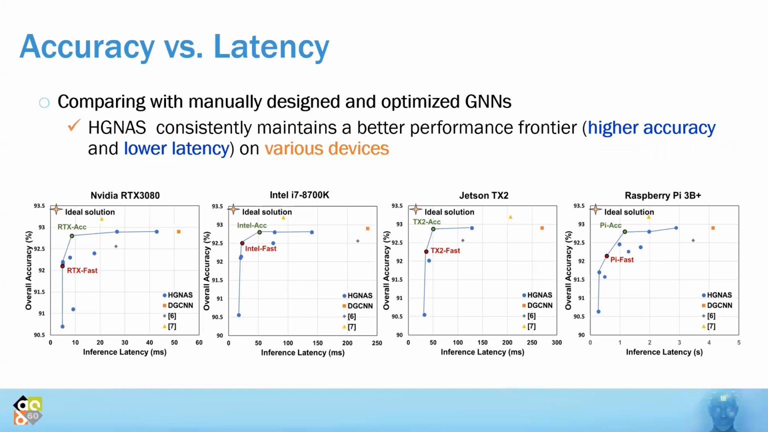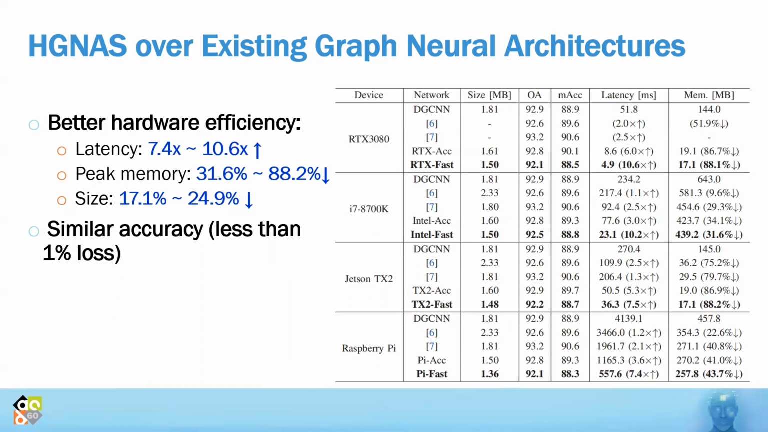As shown in the figure, compared with manually designed and optimized GNNs, HGNAS consistently maintains a better performance frontier, higher accuracy, and lower latency on various devices. Compared to all baselines, HGNAS can achieve up to 10.6 times speedup and 88.2% peak memory reduction and 24.9% model size reduction with a negligible accuracy loss on various edge devices.